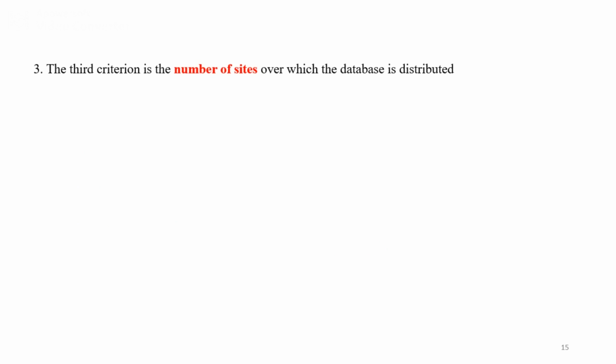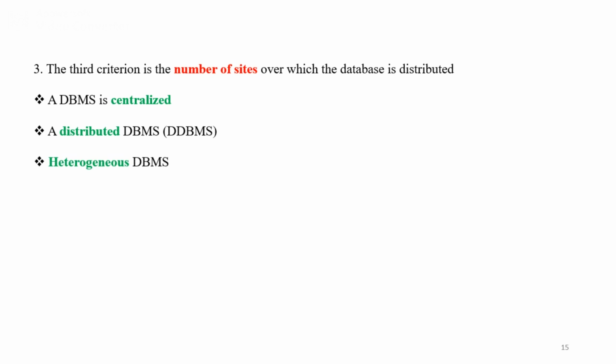The third criteria is based on the number of sites over which the database is distributed. If the data is stored at a single computer site, then we call it centralized. The second type is the distributed DBMS, in short DDBMS. It can have the actual database and the DBMS distributed over many locations, as compared to the centralized one, because the server has been distributed and the data is also distributed across many locations.